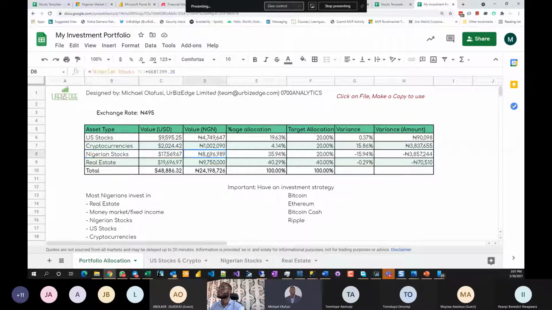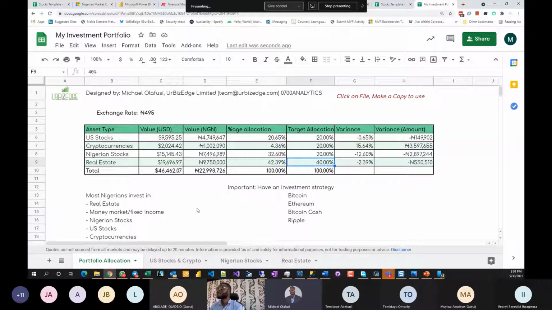Nigerian stocks. I had to buy a laptop, so I sold some of this. I'm going to buy a crazy expensive laptop. I think what I have there is not up to this amount. This one is meant to be 20. That's why I sold from it anyway, because it's overweight already. I want to reduce it and move more into the crypto space. Real estate is also overweight, but my stuff is 40%.